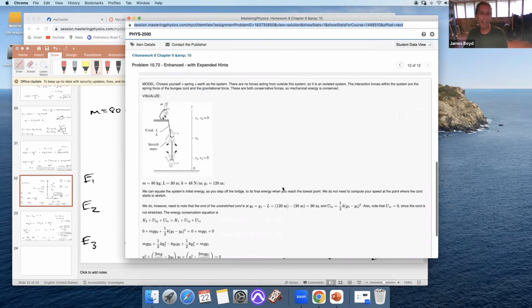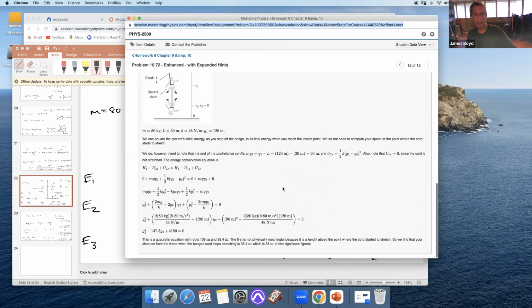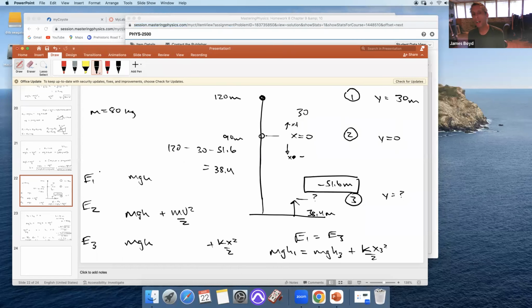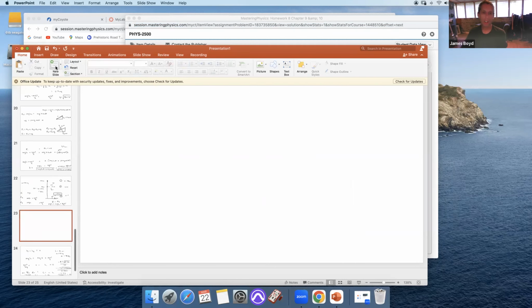Okay. This thing is a bit of a pain the way they did it. They chose to do it by setting up all of these relative to y initial being the bottom, and you can certainly do that. I, on the other hand, set it up so that my energy at the top was mgh, and my energy at the middle was mv squared over 2 plus mgh2, and my energy at the bottom was mgh3.